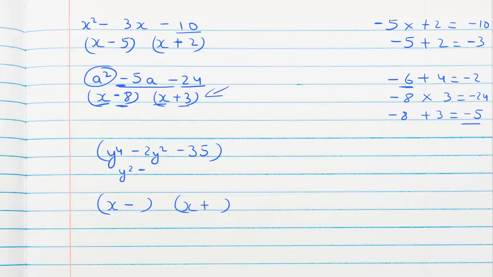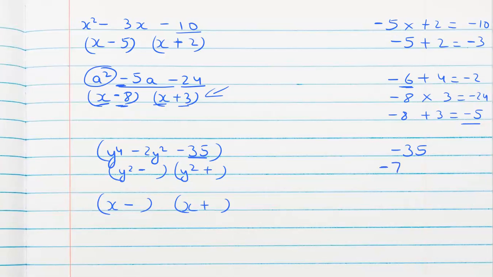This is minus, and y squared, this is plus. Now we can find the numbers whose product is negative 35. Okay, there are only two pairs of factors of 35, 35 and 1, and 5 and 7. And what is bigger? 7.